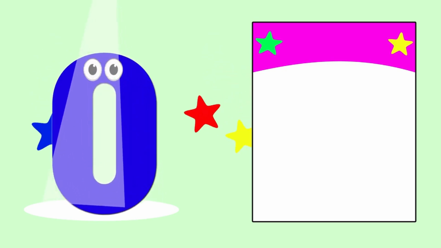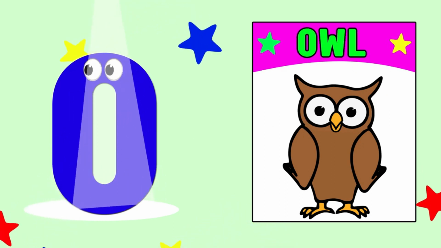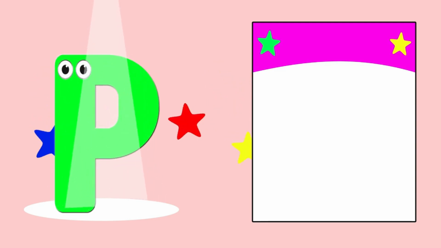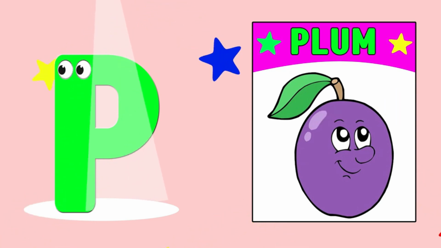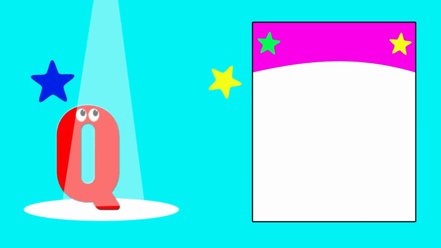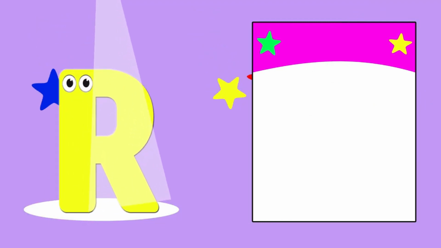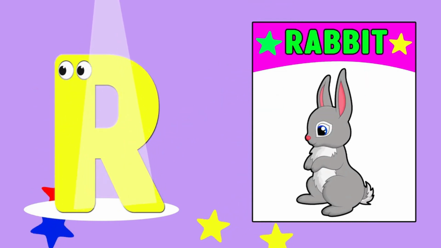O. O for owl. P. P for plum. Q. Q for quill. R. R for rabbit.